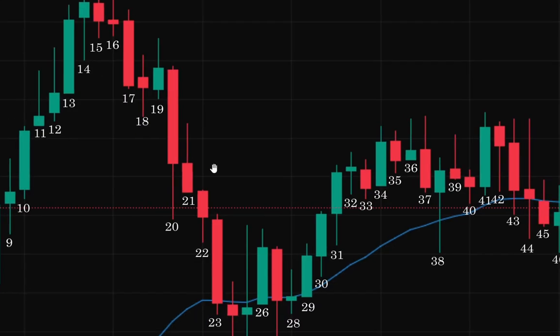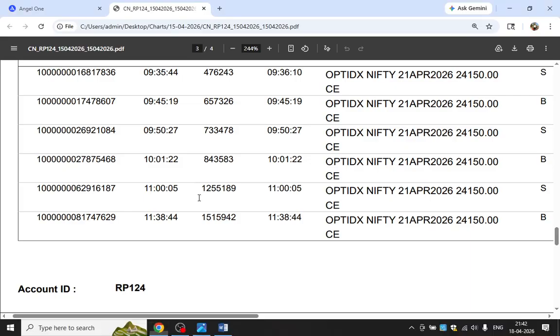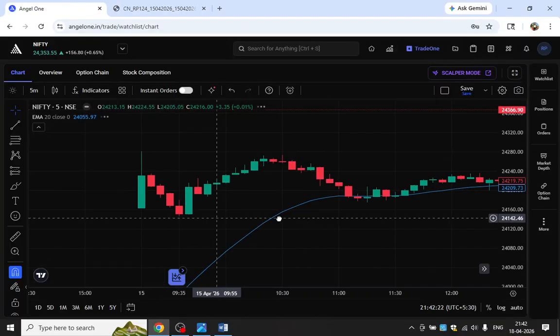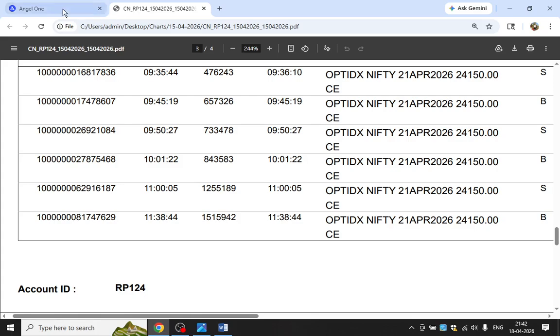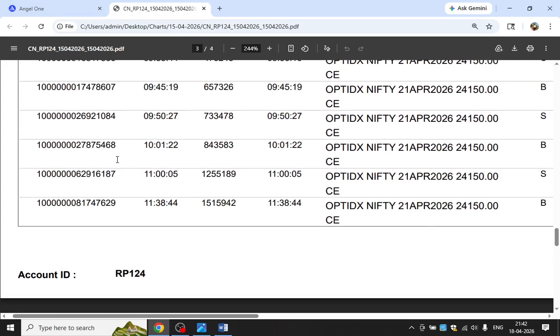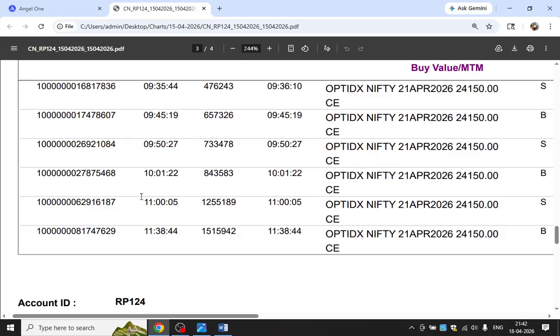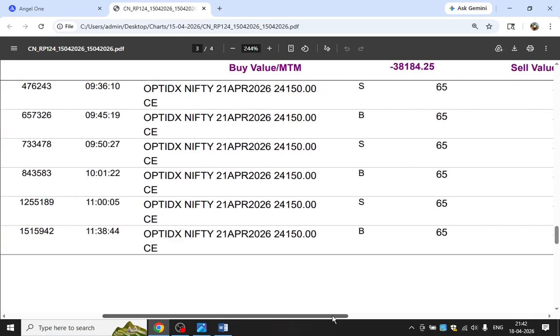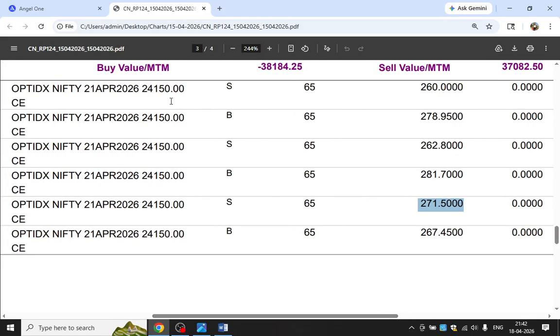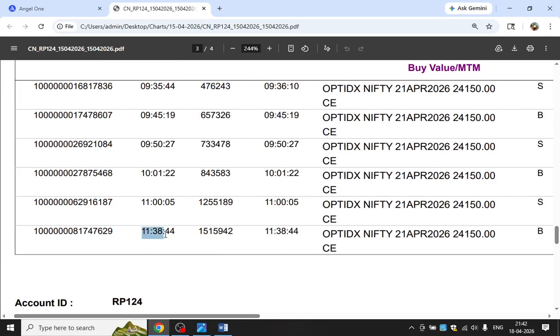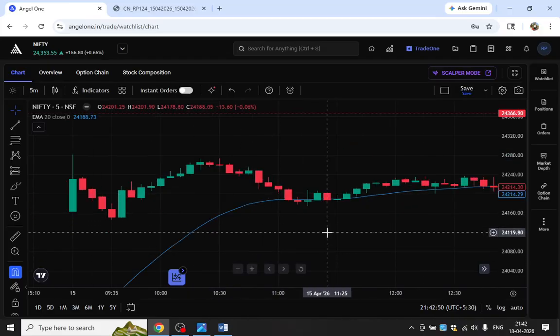After that, bar 20 has broken bar 18. So considering this as a pullback, and there is a big wick, I took a trade below bar 21. Let's see what's the time. At 11 o'clock I sold one call at 271.5 rupees, and I got out at 11:38. Let's see where 11:38 is.